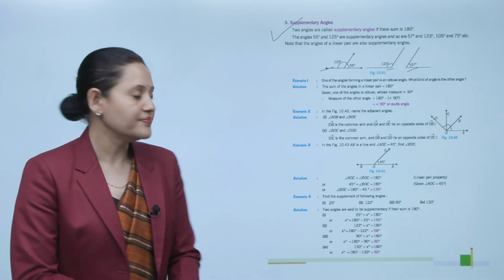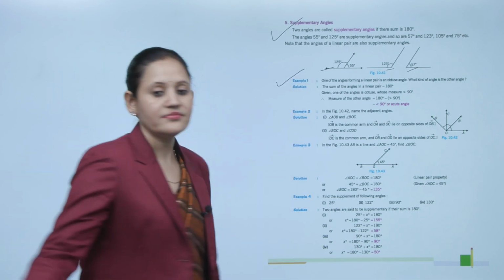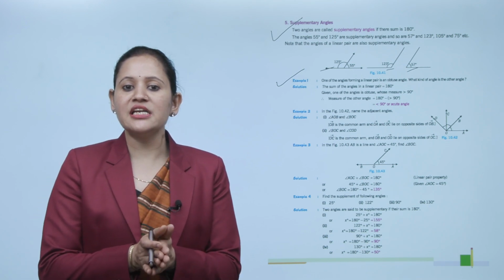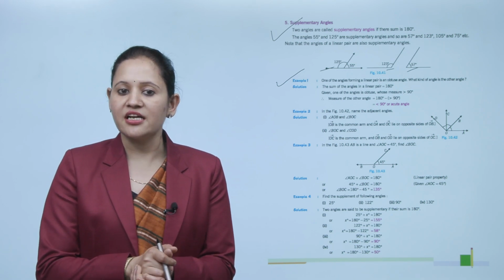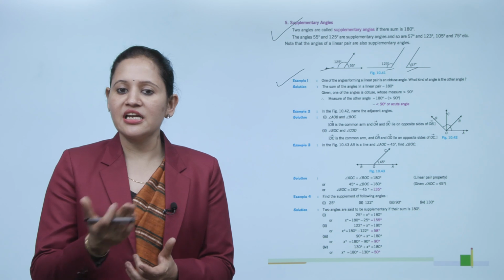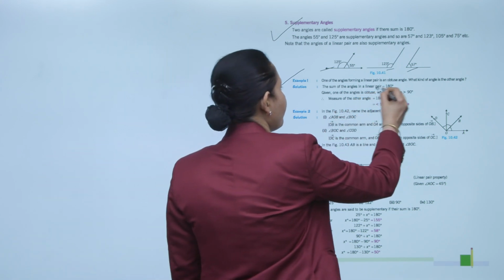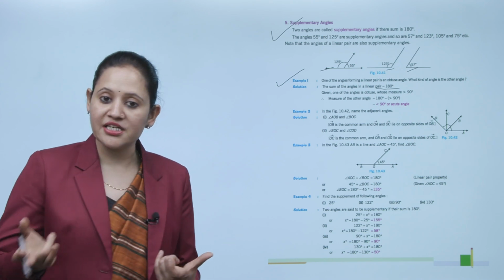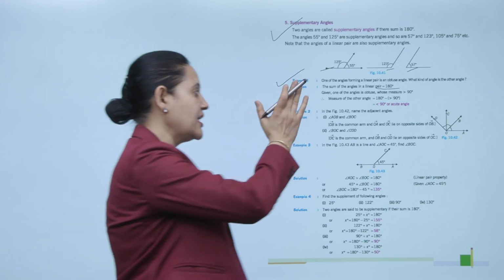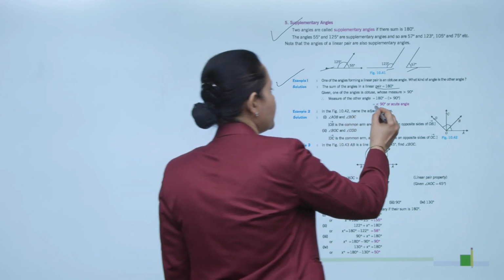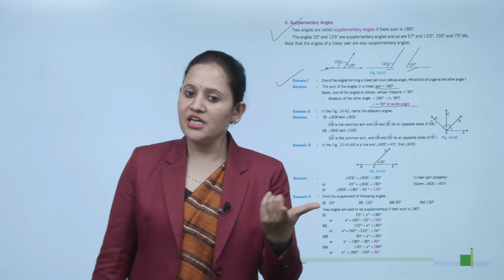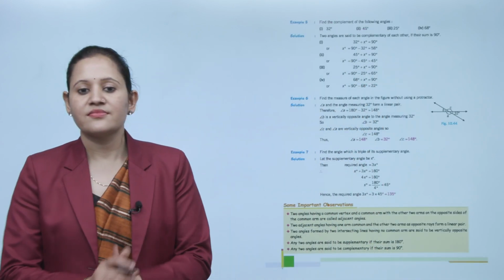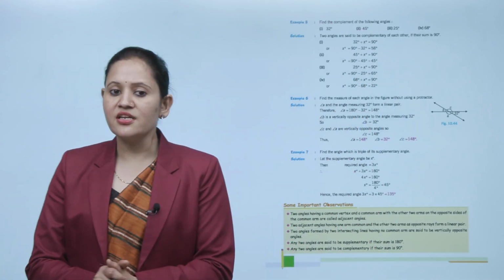Now we'll take an example. One of the angles forming a linear pair is an obtuse angle. What kind of angle is the other angle? As we know, the sum of the angles in a linear pair is 180 degrees. If one of the angles is obtuse, meaning more than 90 degrees, the other would be less than 90 degrees. That means it would be an acute angle, because the sum should be 180 degrees. One is more than 90, so the other will be less than 90 degrees. Some more examples are given here. You have to practice them.